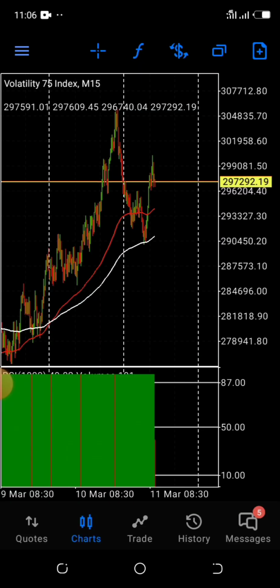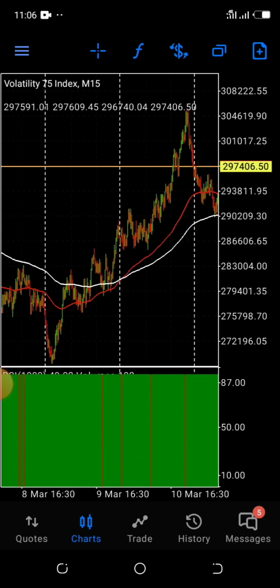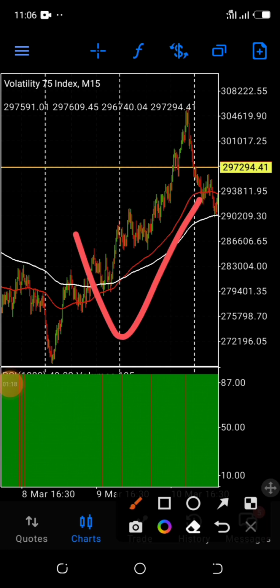Does your screen look like this? So we are going to be trading this particular strategy with the moving averages that we have here and this indicator that we have here. Okay, so I'm going to explain how to use it.